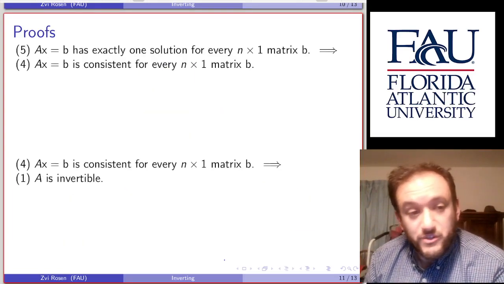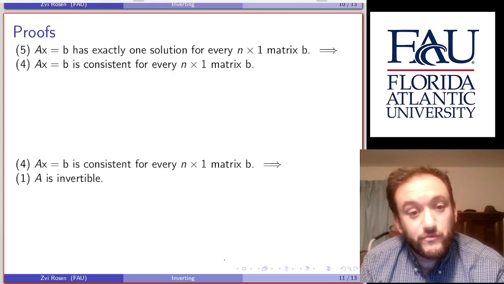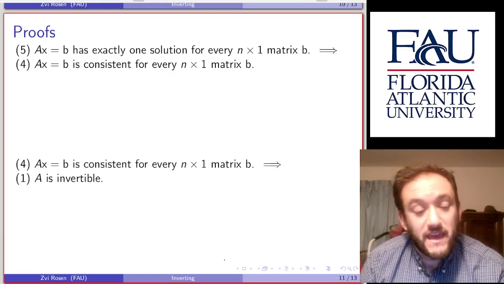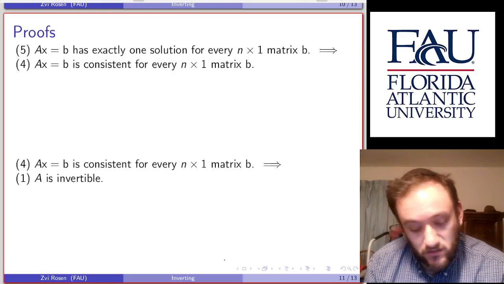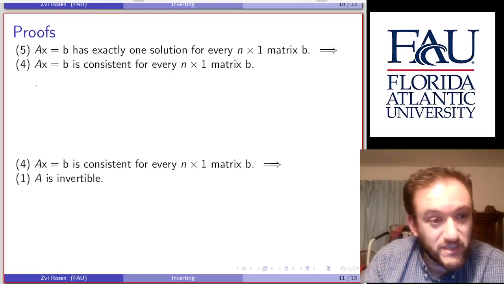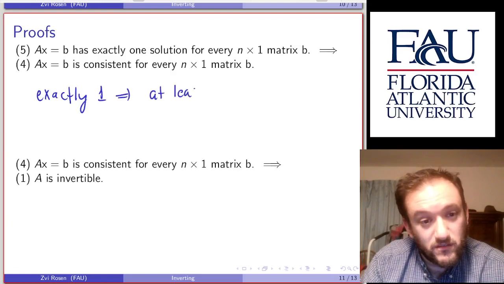So next we want to show that 5 implies 4. If Ax equals b has exactly one solution for every n by 1 matrix b, then Ax equals b is consistent. Well, if you have exactly 1, that means that you have at least one. So this is kind of obvious. Exactly one implies at least one.